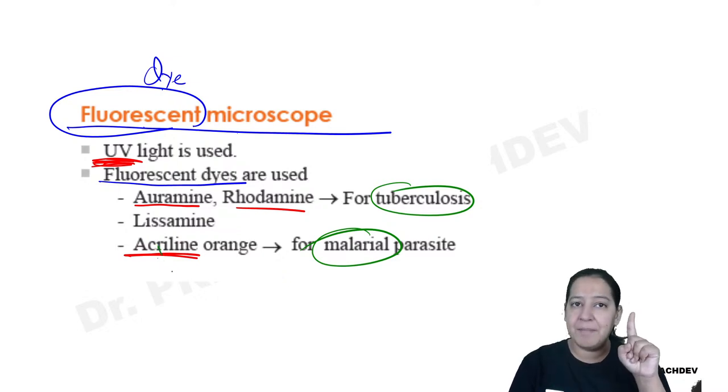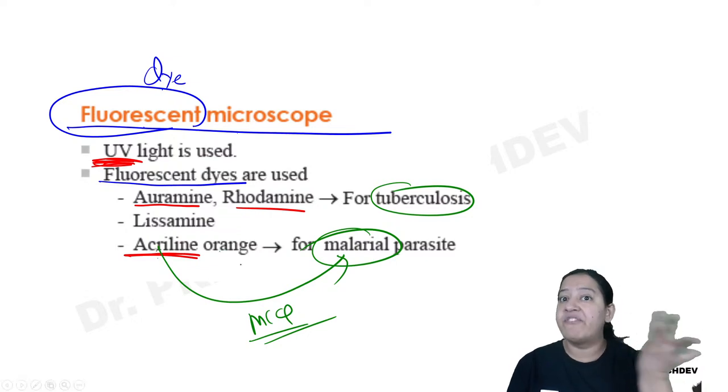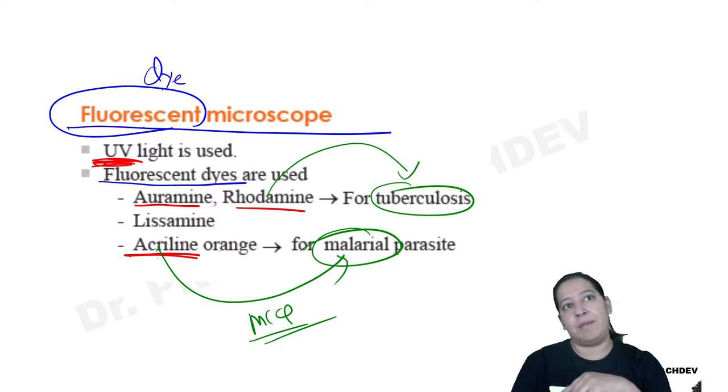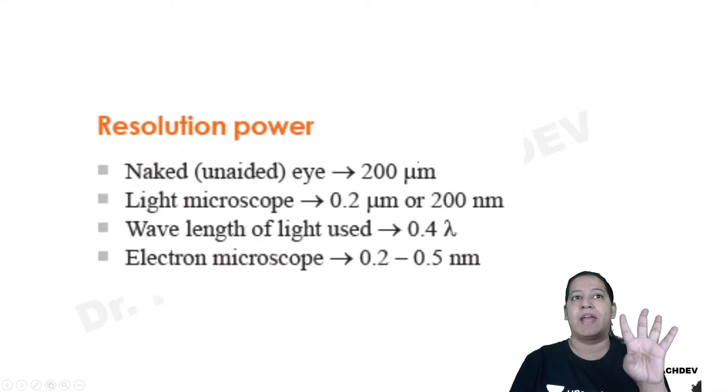So again, acridine orange pe bahut baar MCQ aa chuka hai. Acridine orange is used for which parasite? It is used to see malaria. And auramine rhodamine is usually used for TB. I will tell you the colors. Colors aage aayenge. Inke colors next test mein aayenge.